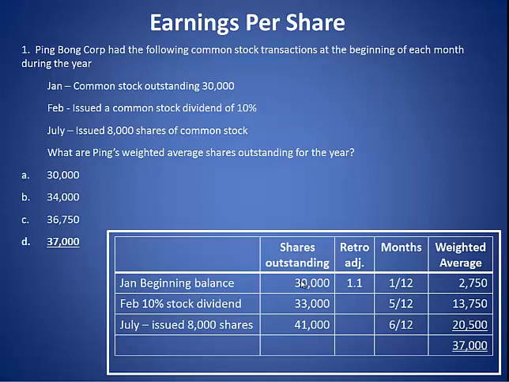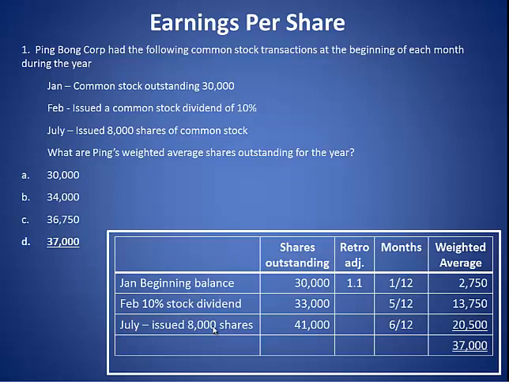On February the 1st, then, we have to issue a stock dividend. This is on 30,000 shares. So now we add 3,000 shares to the 30,000 shares, and we end up with 33,000 shares of stock. Those 33,000 shares of stock then are going to be carried for 5/12 of the year. So our weighted average is 13,750 shares.